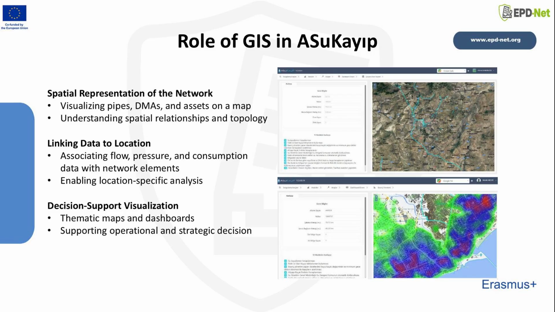GIS also enables operational data to be linked directly to specific locations within the network. Flow, pressure, and consumption measurements gain meaning when they are associated with particular pipes, zones, or DMAs. This spatial linkage allows analysts to interpret anomalies more accurately and identify where losses are most likely occurring.